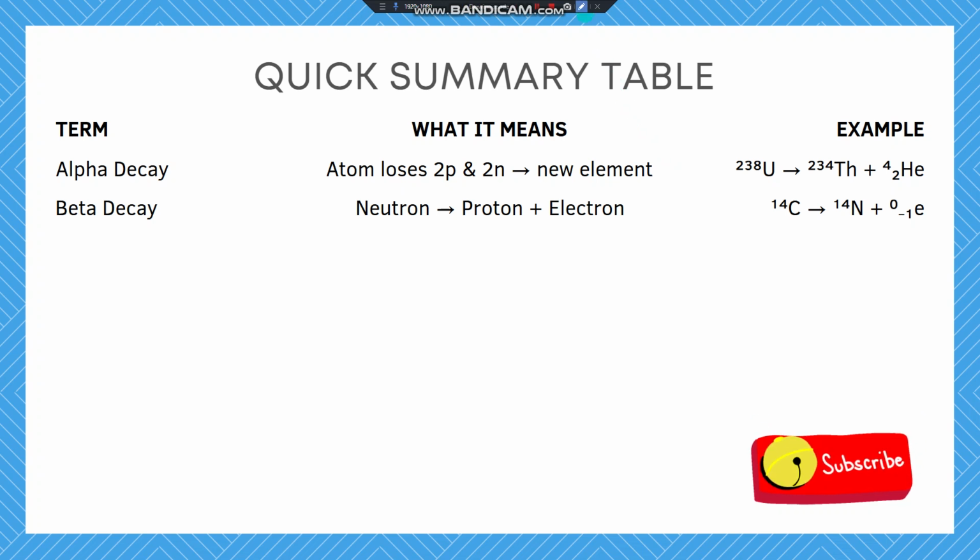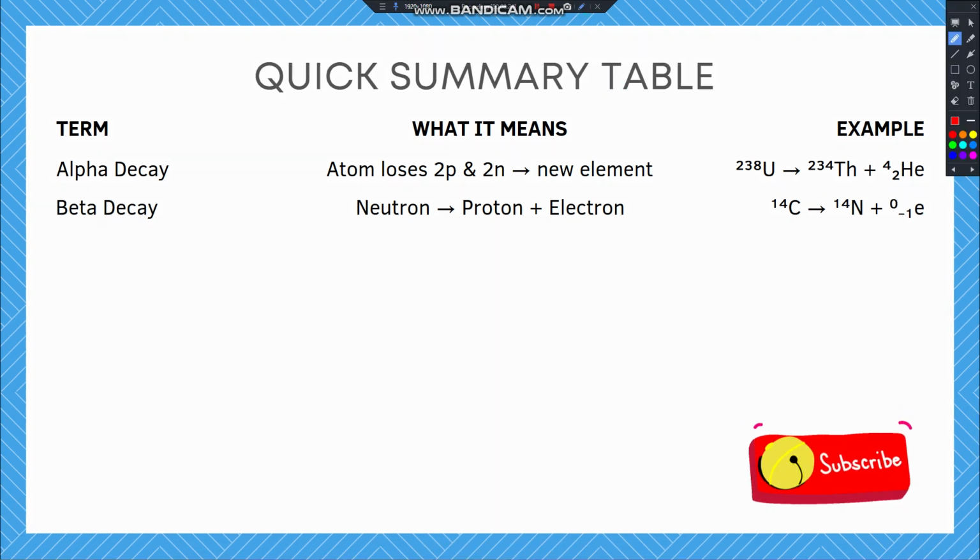We have the alpha decay. The alpha decay is simply a process where an atom radiates an alpha particle. In the process, it loses 2 protons and 2 neutrons, or it loses a value of 4 from its mass number, and then it forms a new element. And that example is shown. We saw the example when we saw uranium undergoing an alpha decay.